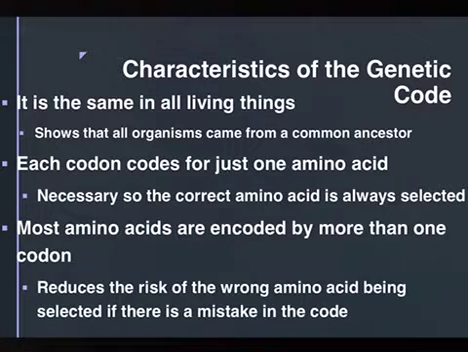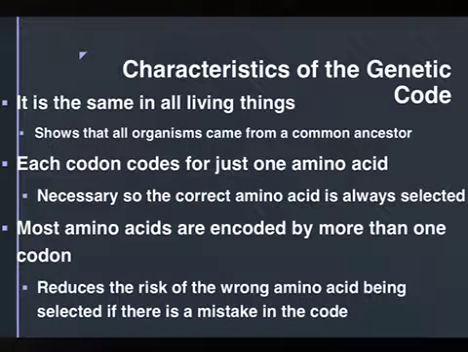So this genetic code and this decoder that we've been using, it's the same for all living things. And this shows that all organisms came from a common ancestor a long time ago. Each codon codes for just one amino acid. And this is necessary so that the correct amino acid is always selected.